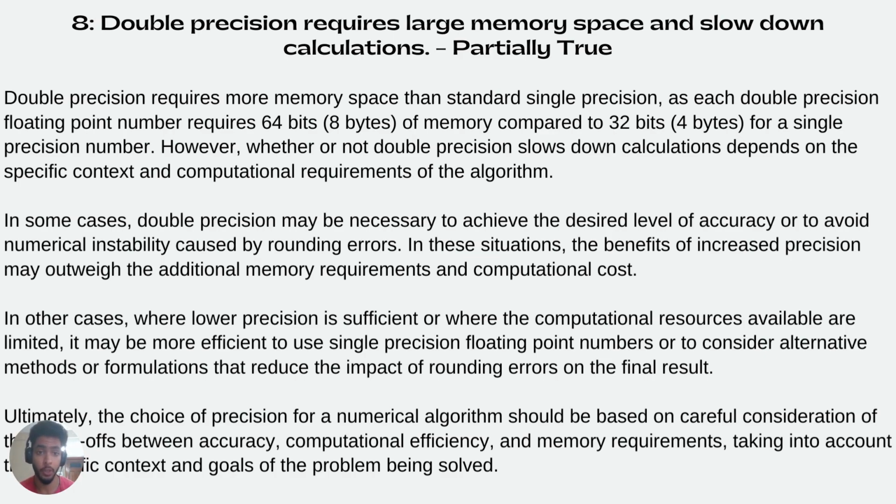However, whether or not double precision slows down calculation depends specifically on the context and computation requirements of the algorithm. In some cases, double precision may be necessary to achieve the desired level of accuracy or to avoid numerical instability caused by rounding errors. In these situations, the benefit of increased precision may outweigh the additional memory requirements and additional cost. In other cases, lower precision may be sufficient where the computational requirements are very limited, or it may be more efficient to use single precision floating point numbers, or consider alternate formulation that reduces the impact of rounding errors on the final result.